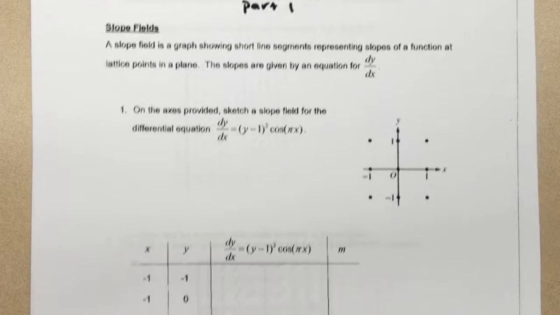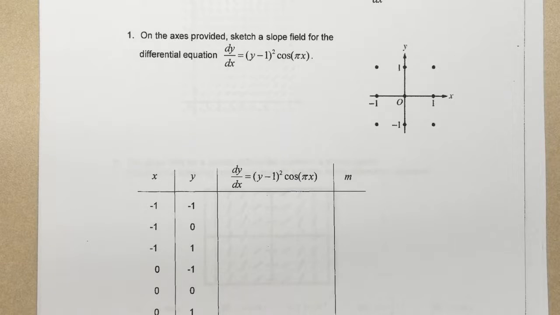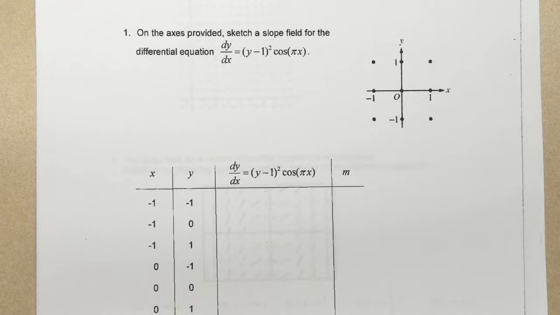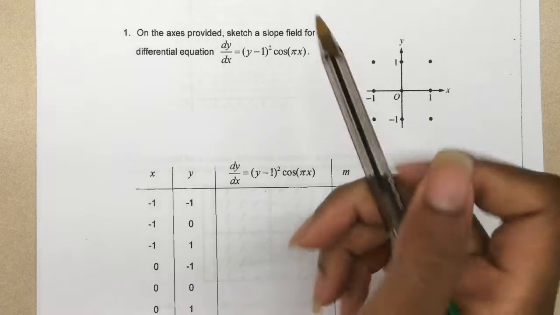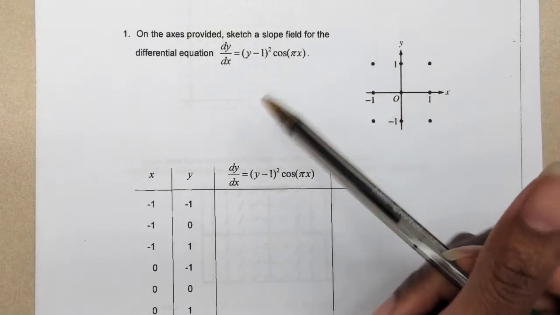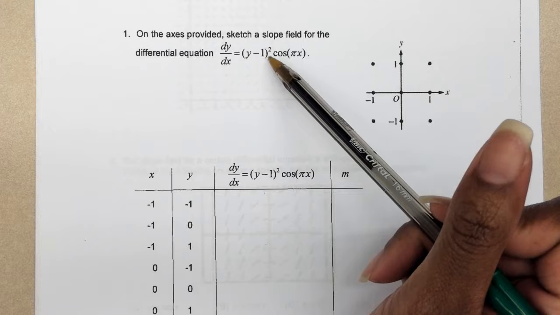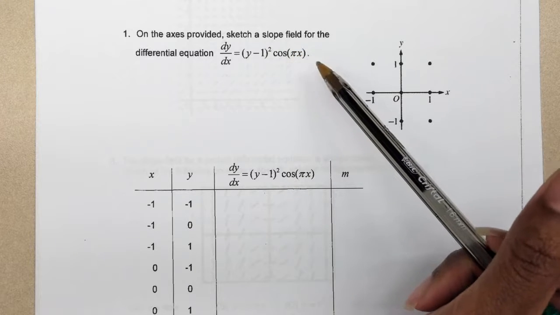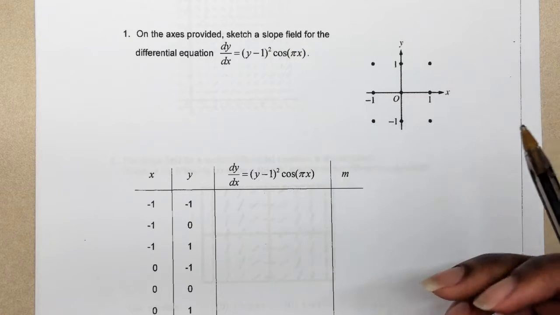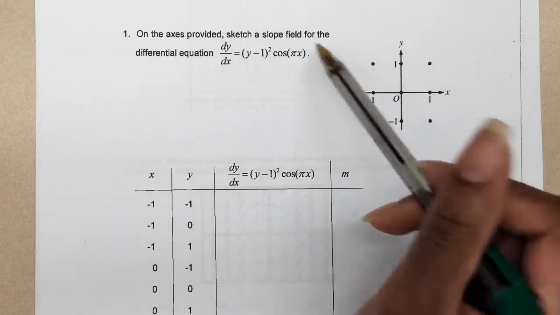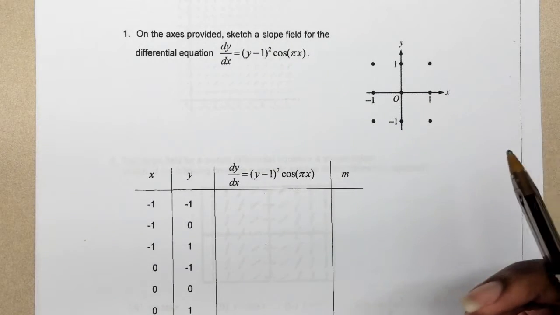To create a slope field, we have a differential equation in terms of dy/dx. In this case, we have dy/dx equals the quantity y minus 1 squared times cosine pi x. And we want to create a slope field for this differential equation.